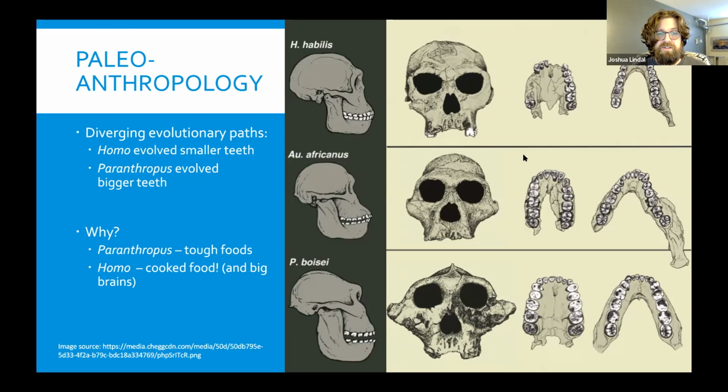So why did this happen? Why did evolution go in two separate directions when humans evolved? Well, one of the reasons might be because of diet, again, because teeth are so closely related to diet. When both these species evolved 2.5 million years ago, the climate was changing. This was the beginning of the Ice Age.